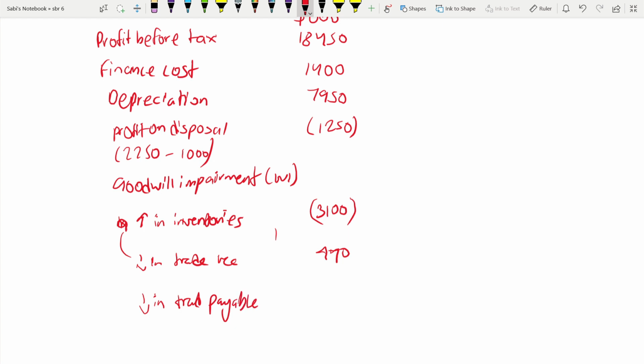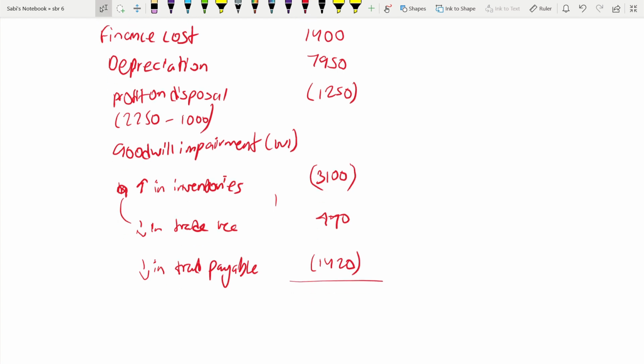Decrease means you are paying your creditor now, so it's an outflow. How much? 1,420. So we have almost all the answer, and the answer that you are finally going to get is known as cash generated from operation. That's what the requirement asked you.